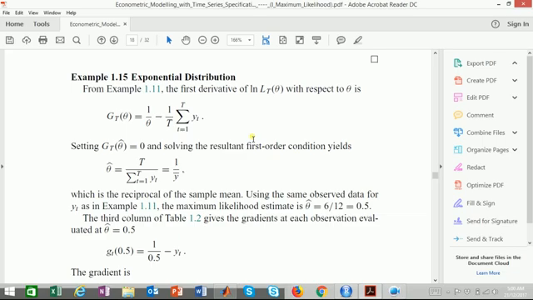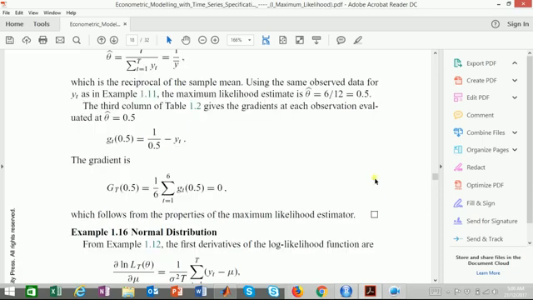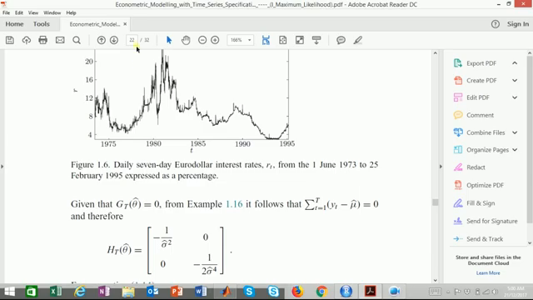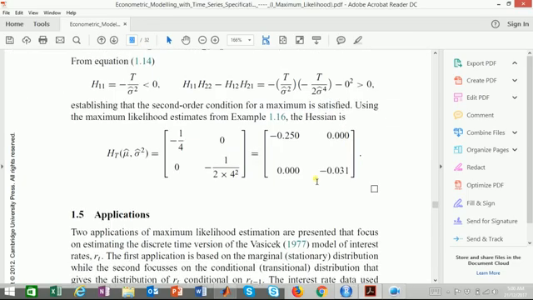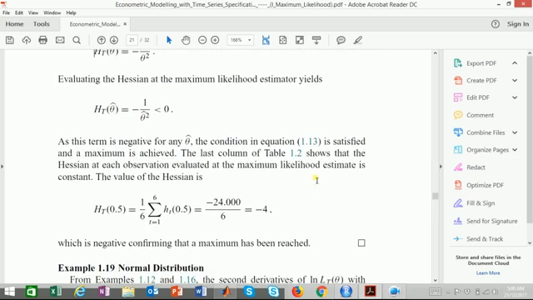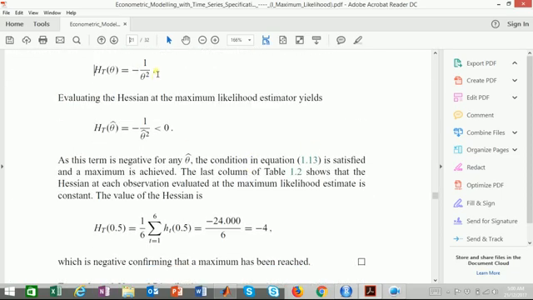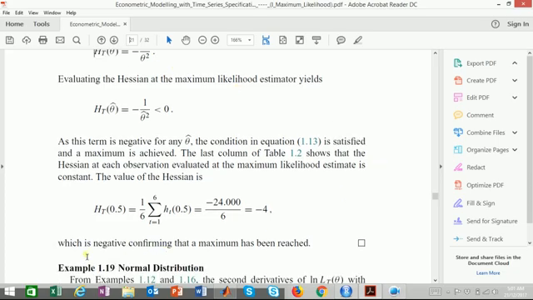And for the Hessian, it's not a lot different. It is just minus 1 by theta square, we don't have y, and minus 1 by theta square is less than 0, so it's negative for any theta. The second order condition is satisfied and the maximum is achieved. If we put into the Hessian the value we estimated with the gradient, we get a negative value.